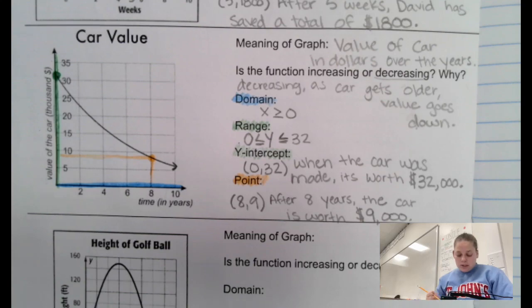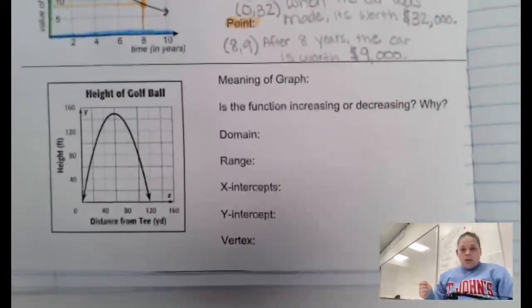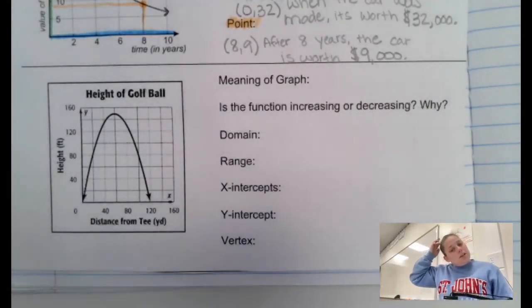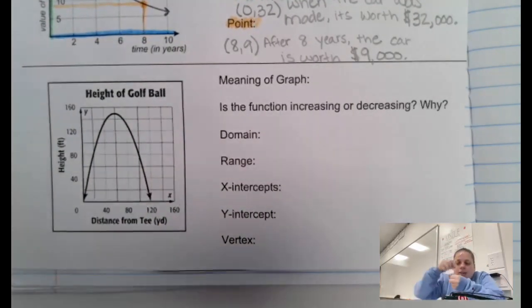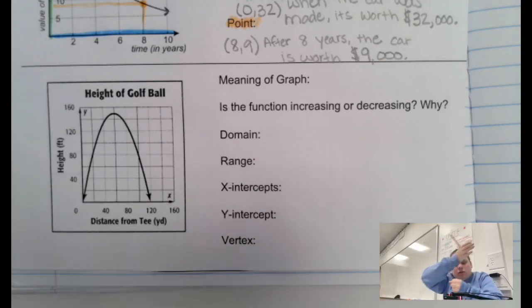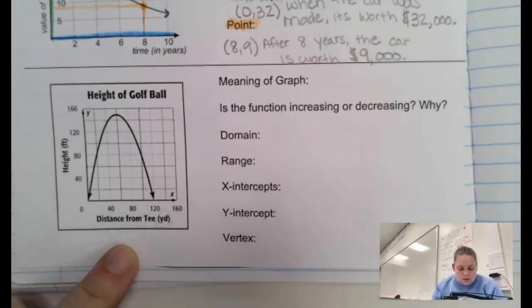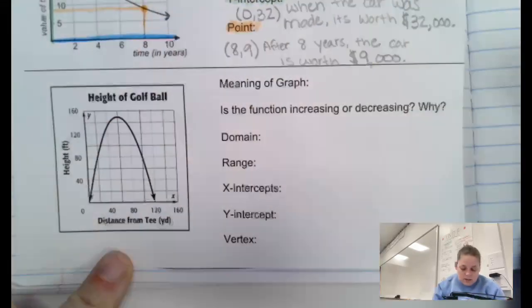All right, we got one more today. Meaning of our graph. Again, we're going to take a look at this. We have the height of our golf ball and the distance from the tee. The tee is that little thing that the golf ball sits on. They whack it off that with the club. Okay, and distance is measured in yards. And then we have our height in feet.